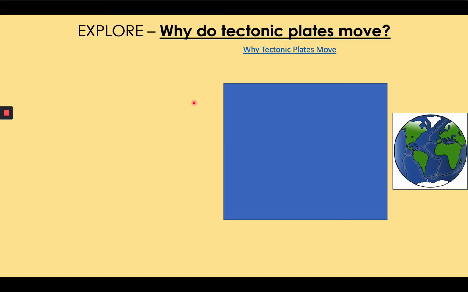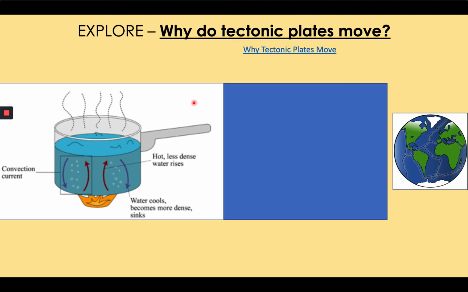So the big question we need to answer before we understand what happens at plate boundaries is, why do tectonic plates move? Imagine a pot of water on your hob or your cooker. What's actually happening when you boil that water? Well, when you heat up the water from the bottom, it's the water lowest down that gets hottest. And as that water gets hotter, the molecules of water spread apart. And so, in the same amount of area, there are fewer molecules of water. And so it becomes less dense.